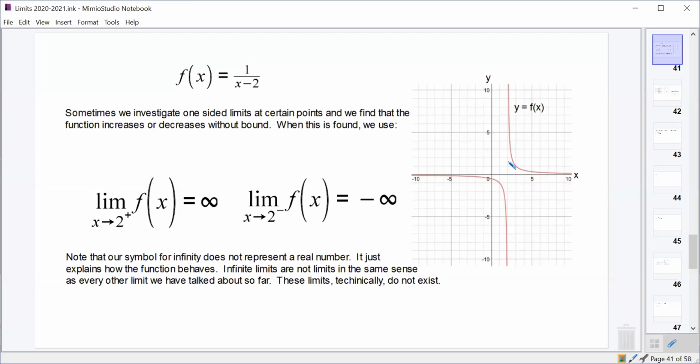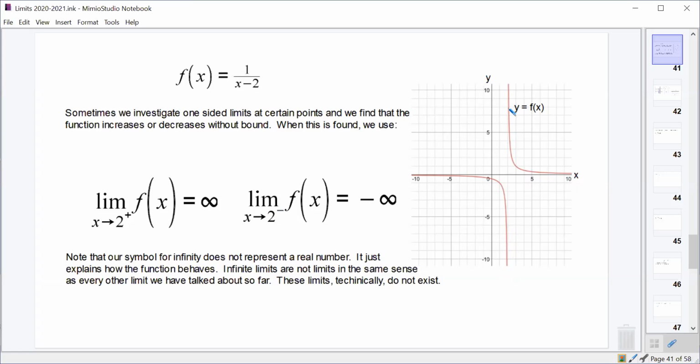So if we look at our graph of 1 over x minus 2, and we approach from the left-hand side towards that vertical asymptote, so if we look at the limit as x approaches 2 from the left, our function is going down towards negative infinity. Okay? And if we look as we approach 2 from the right-hand side, our function should be going up towards positive infinity. Everybody agree with that? Yes. Yeah, all right, good.